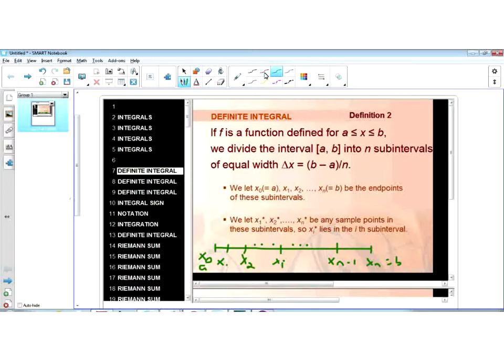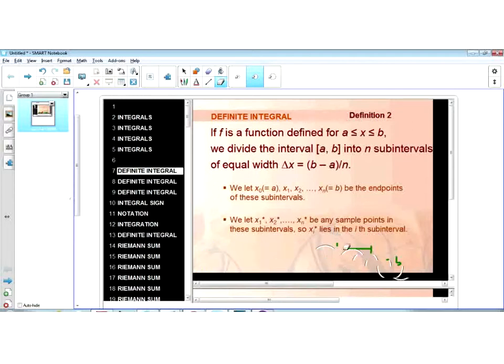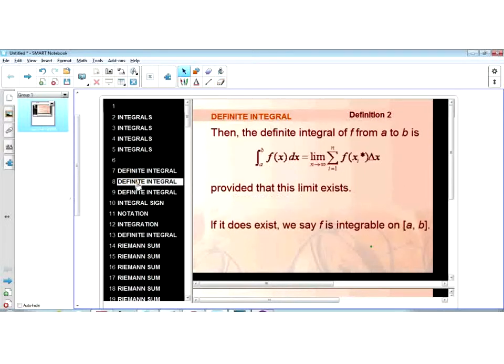So we let x1 star, x2 star be any sample points in those subintervals. So x sub i star lies in the ith subinterval. This would be x sub i minus 1, and here's x sub i star right here. This is the refinement of the partition. x sub i star is a sample point that lies in the ith subinterval.